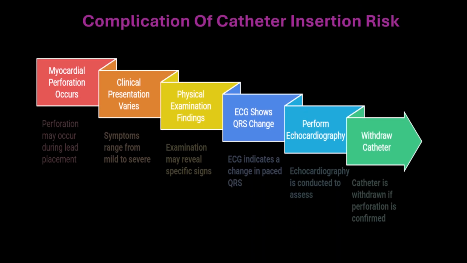Another complication of catheter insertion is myocardial perforation, and it ranges from mild to severe. If it's severe, it can lead to cardiac tamponade and need an urgent pericardial window and evacuation. It may be indicated by specific signs like severe hypotension and ECG changes, with a change in QRS. Echo will show the picture of tamponade. We can withdraw the catheter if the perforation is small, or shift the patient to the OR if there is a sign of pericardial tamponade.